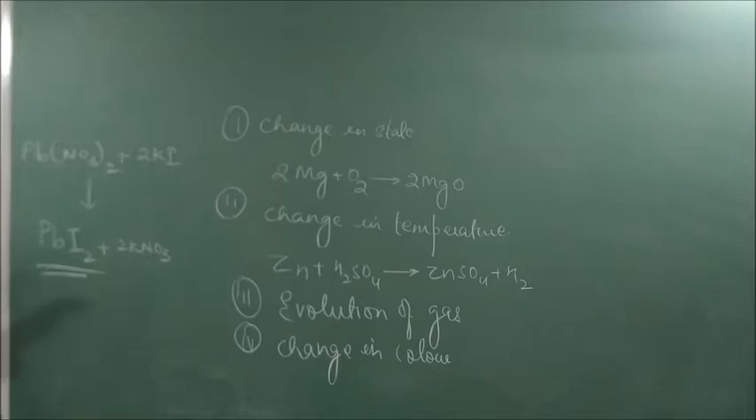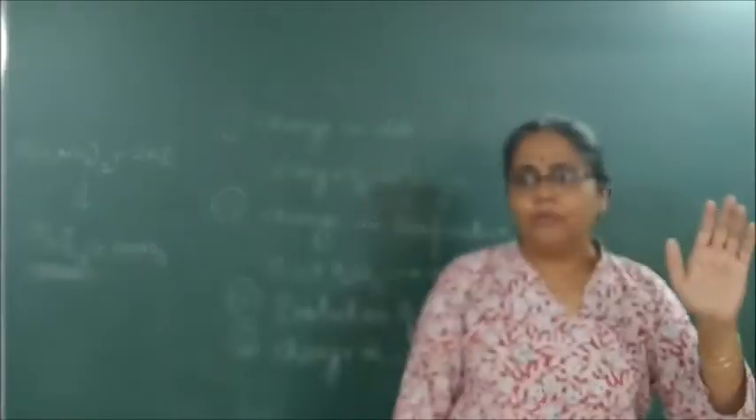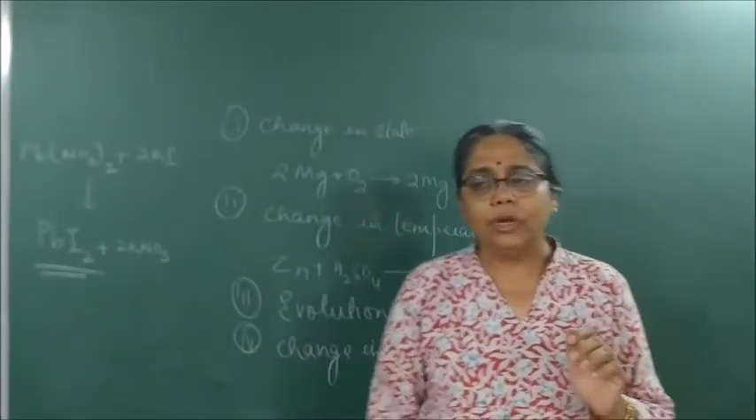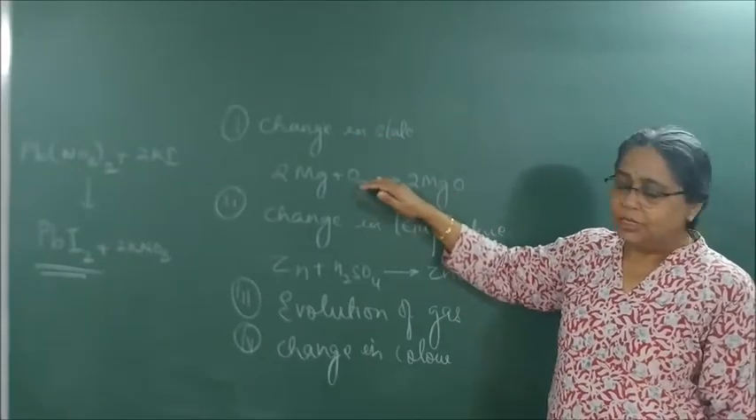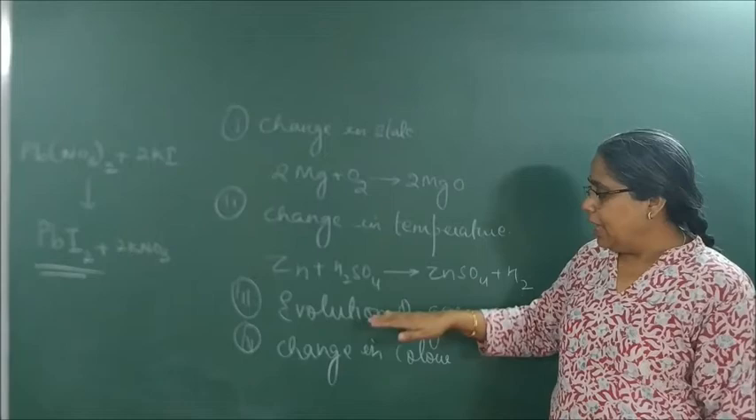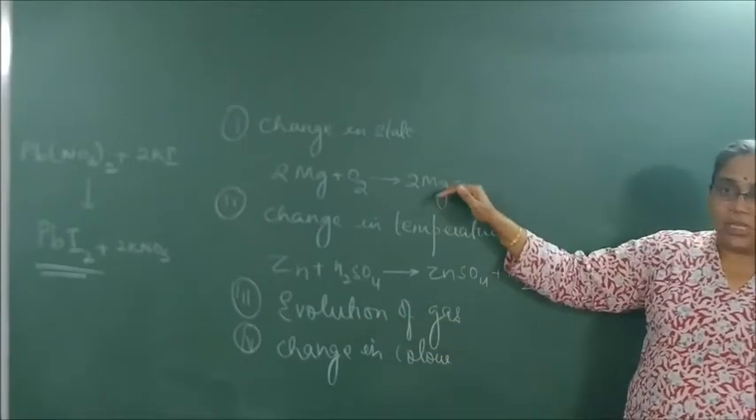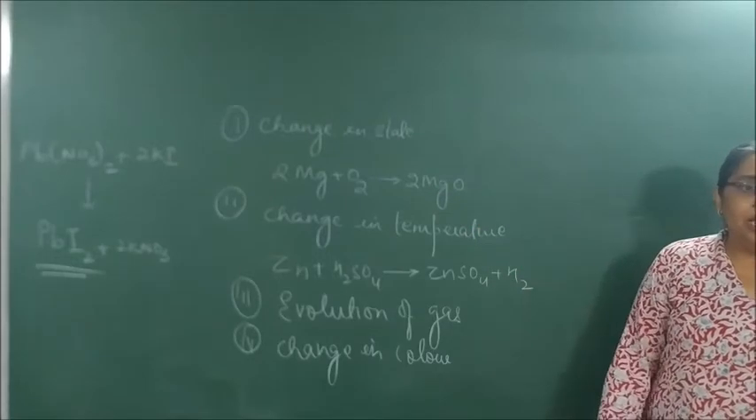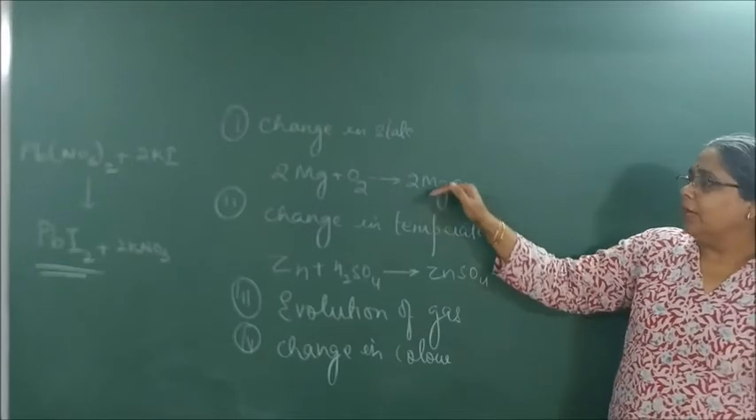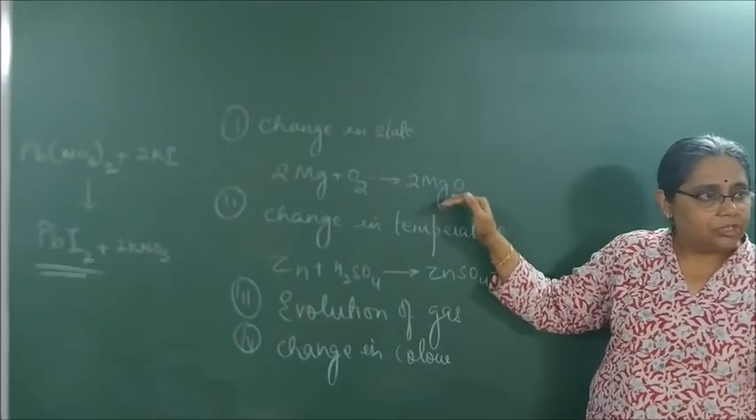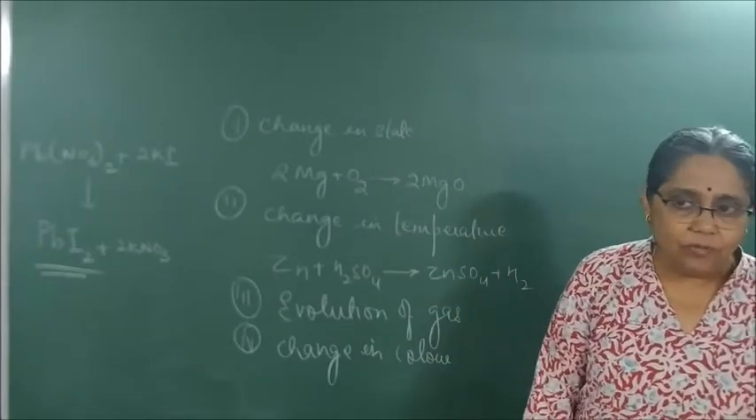This is how you should also read. Whenever I take my first page, I know what a chemical reaction is: the reactants combine to form a new product. What are the four conditions which show that a chemical reaction has taken place? Change in state, change in temperature, evolution of a gas, and change in color. Change in state: take a magnesium ribbon and burn it in the presence of oxygen. You get a white powdered substance which is called magnesium oxide. Magnesium burns with a white dazzling flame.